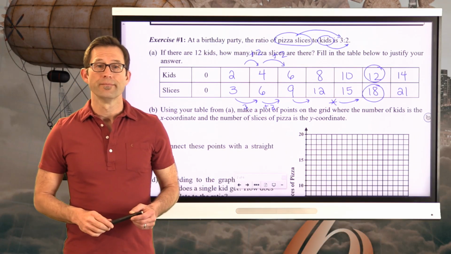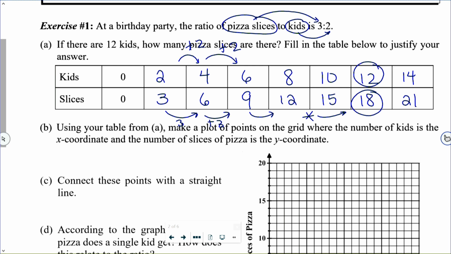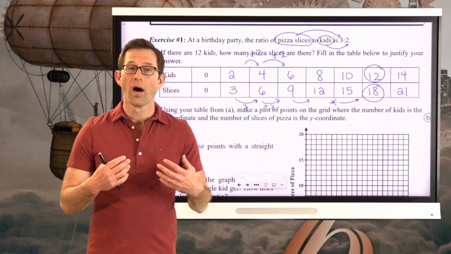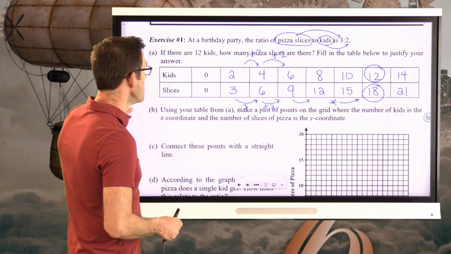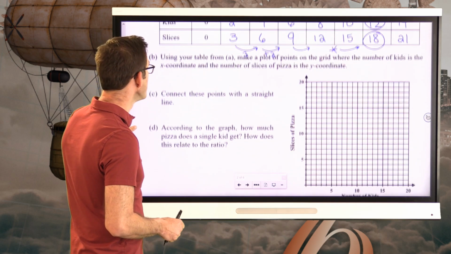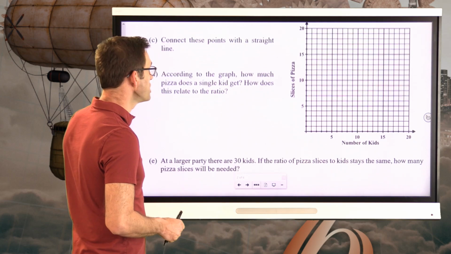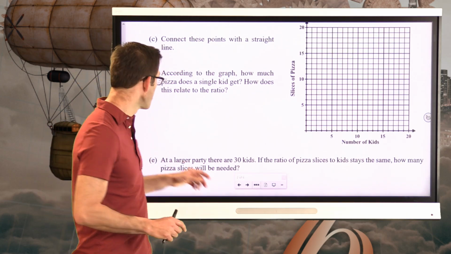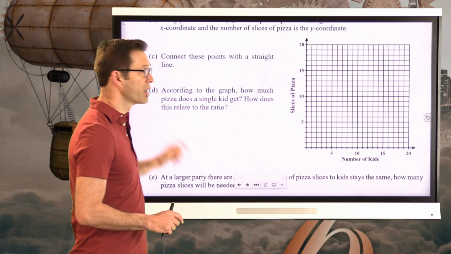Let's take a look at letter B. Using your table from A, make a plot of the points in the grid where the number of kids is the x-coordinate and the number of slices of pizza is the y-coordinate. It's going to be a little bit tricky for me to keep everything on the screen at the same time. But what we're going to want to do here is plot this relationship. Hopefully you've got the table in front of you, because you've got the worksheet. I'm going to just be doing it in my head.